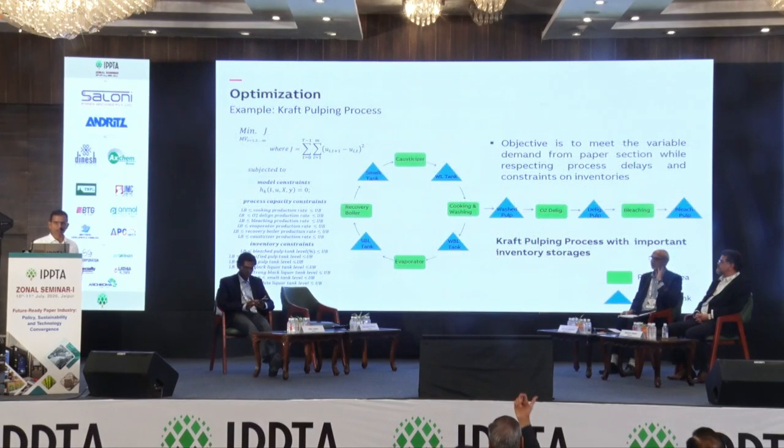So for the optimization part, we have considered a kraft pulping process to study in this example. We have developed an integrated model for the kraft pulping process, considering all the important sections, right from cooking to bleaching in the fiber line, as well as evaporators to causticizer in the recovery line. It also has 7 important buffers, 7 storage tanks, which I have shown in blue color. These are the actual buffers or degrees of freedom the optimizer manipulates to coordinate the production in the context of production planning, to meet the demand coming from the paper section and also to ensure the constraints are met.